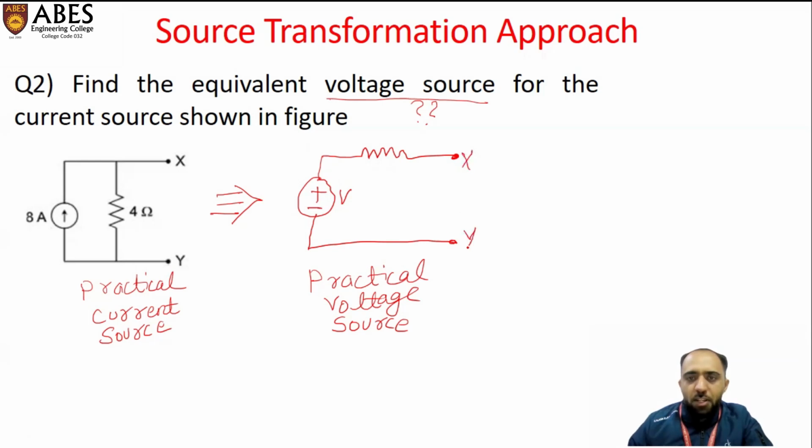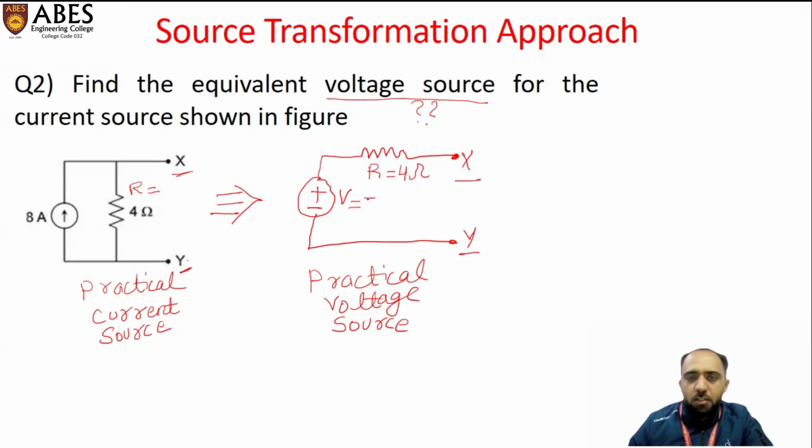Mark the X and the Y node as it is. This was node X. This was node Y. Keeping X and Y as it is, the value of resistance R will be the same. R is equal to 4 ohm. I'm writing here R is equal to 4 ohm. So very simple. And now we need to find the value of voltage.